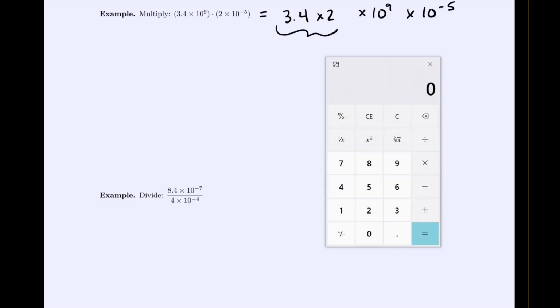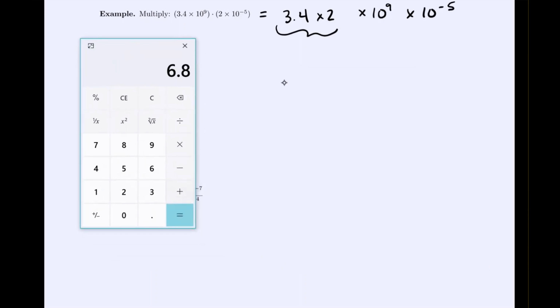And in order for us to see this a little bit more readily, I recommend that since the order of multiplication doesn't matter, we could rewrite this as 3.4 times 2 times 10 to the 9th times 10 to the negative 5th. Now this we can just check in our calculator.